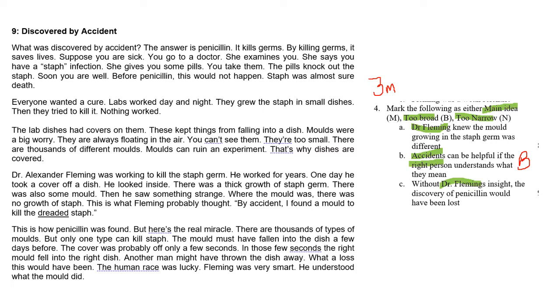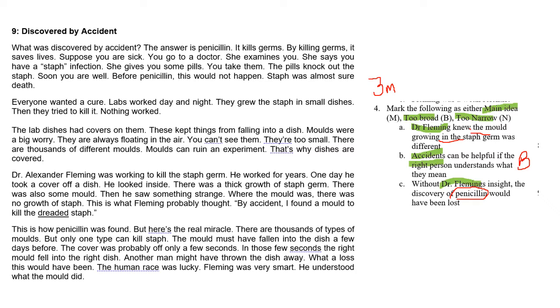So now we have two answers left. One will be too small, one will be the main idea. Dr. Fleming knew the mold growing in the staph germ was different. Without Dr. Fleming's insight, the discovery of penicillin would have been lost. Well, this is just about the mold growing in the staph germ. This has the word penicillin.